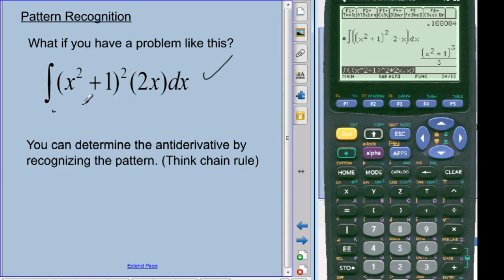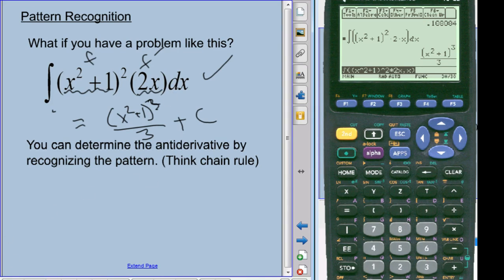And if you thought about the chain rule, this function inside the squared part, if you call that f, this would be like your chain rule of that f prime. If you see that pattern going on here, you might come up with your antiderivative being the quantity x squared plus 1, cubed over 3, plus c. And that might make sense because if you took the derivative of this, you'd end up getting this with the chain rule.